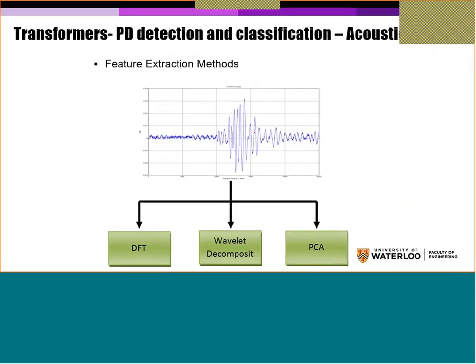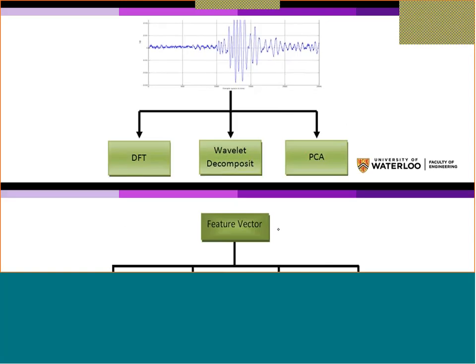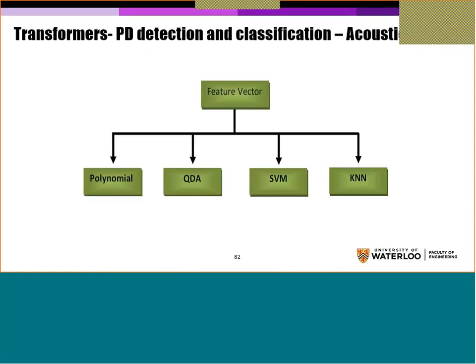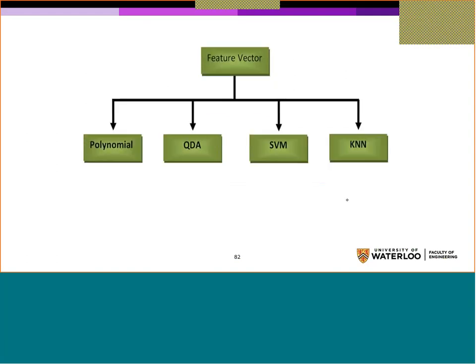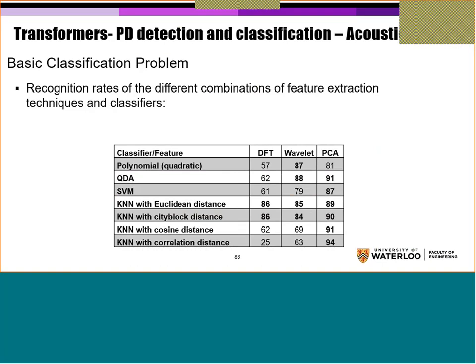So this is an acoustic signal that we detect. We use different features: the Fourier transform, wavelet, and we use PCA here as feature extraction as well. And here we use different classifiers: polynomial, quadratic, SVM, and KNN. And here are some of the results. This is the basic thing that we did. We have different classifiers and different features. We reach up to 94% using PCA and KNN.